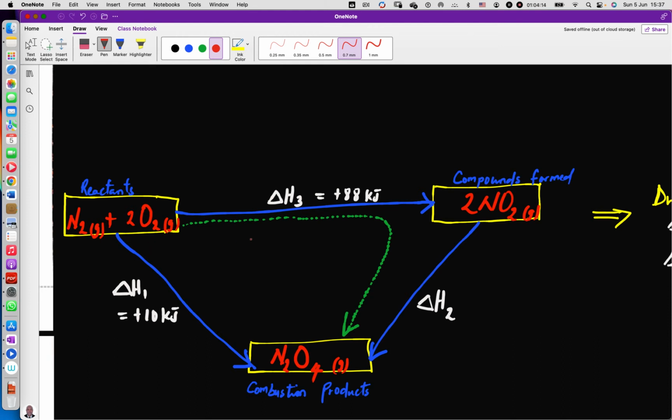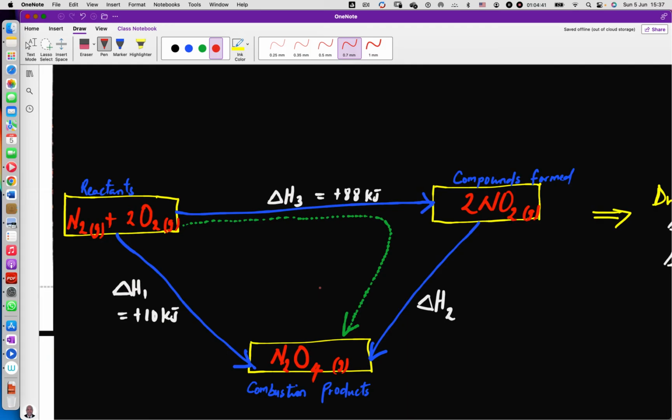according to Hess's law, the direct route is equal to the indirect route. This is the direct route from here: nitrogen plus oxygen comes back to N2O4. The indirect route is the one that comes from the reactant to the compound form, and from the compound form it comes back to a combustion product. It is indicated by the dotted green line going around here.